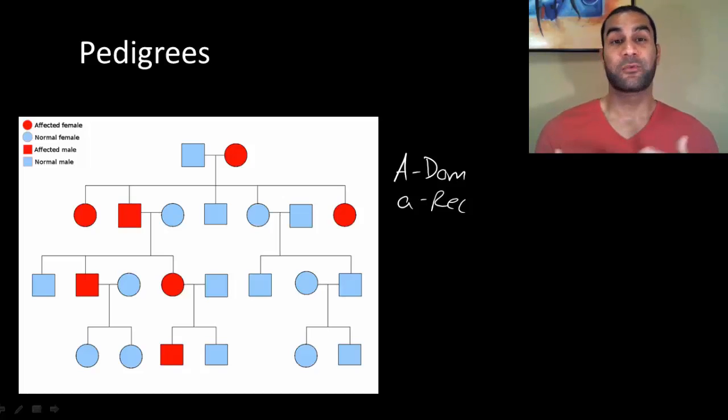In this case, we're tracking a particular trait that's autosomal dominant. So this is just a regular dominant trait. The capital A has to be present. So if you have at least one capital A, you show for the dominant trait.